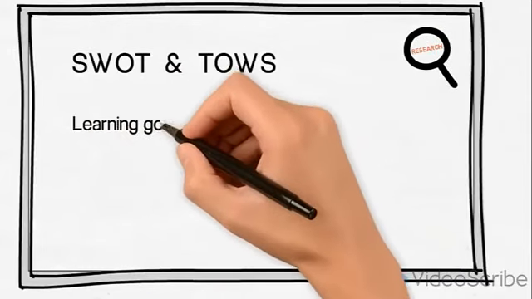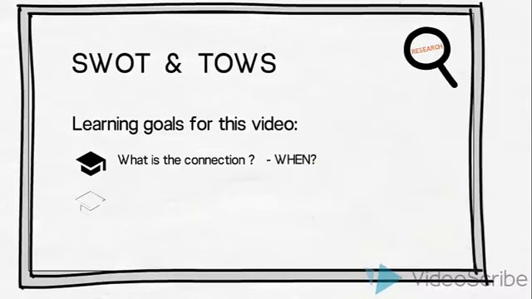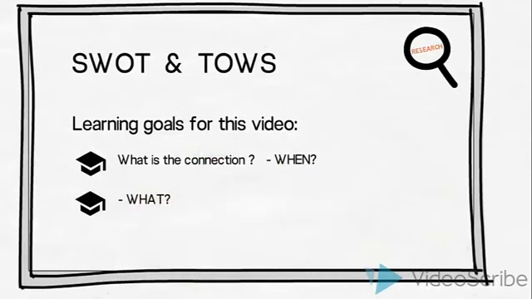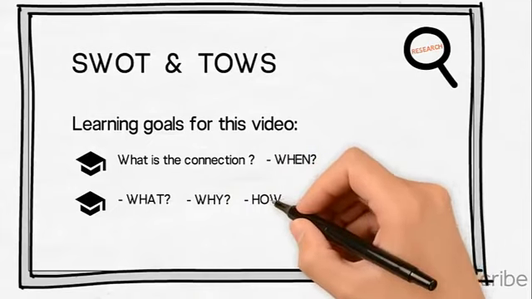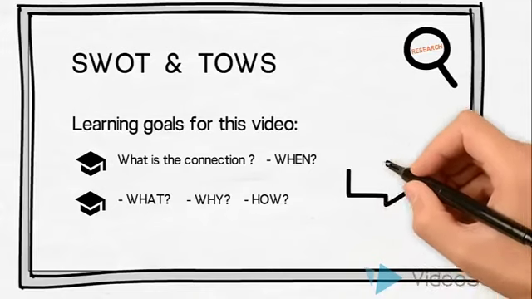Before we start, let us list the learning goals for this video. Firstly, the goal is to establish a connection and overview. When in the process would the SWOT and the TOWS be conducted? Secondly, the goal is to gain an understanding of what a SWOT and a TOWS is, why marketers use it, and how we could go about conducting a useful SWOT and TOWS. So let us begin.